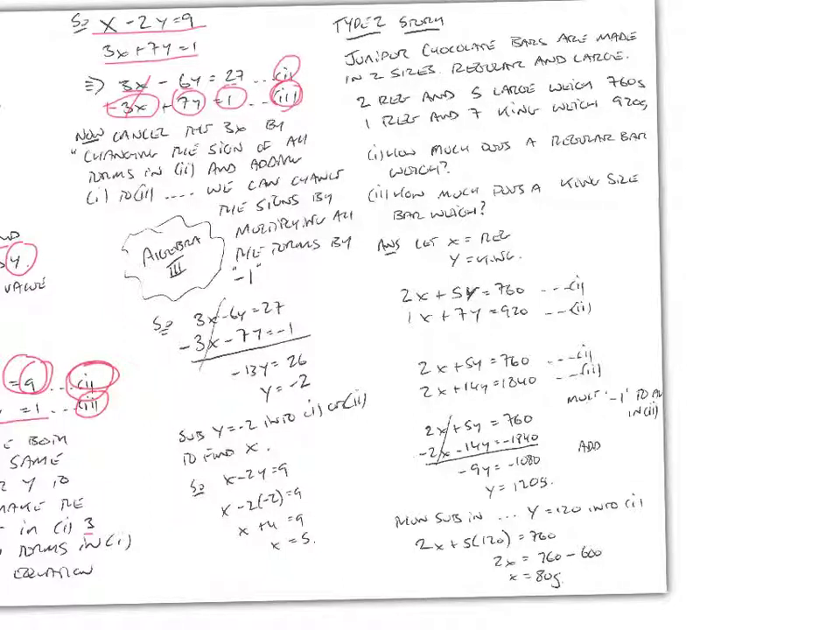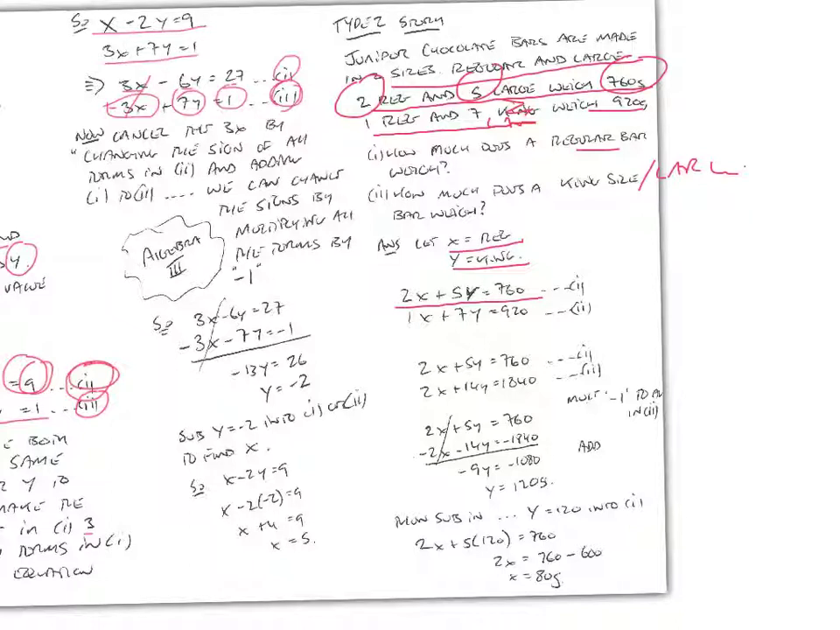The second type of problem you might meet are simultaneous equations that are born out of stories. Here's one. Juniper chocolate bars are made in 2 sizes, regular and large. 2 regular and 5 large weigh 760 grams. 1 regular and 7 large weigh 920 grams. How much does a regular bar weigh, and how much does a king size or large bar weigh? The trick is to let x equal regular and y equal king size or large. So we've 2x plus 5y equals 760. That's one equation generated, and 1x plus 7y equals 920. That's the second equation generated.